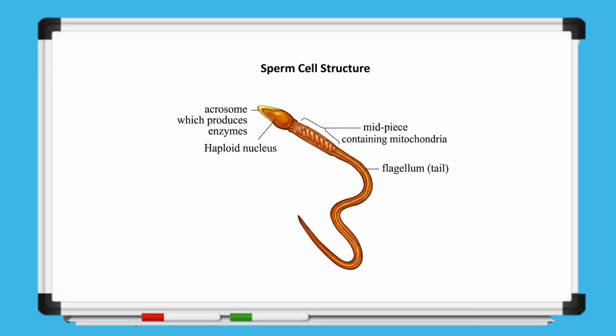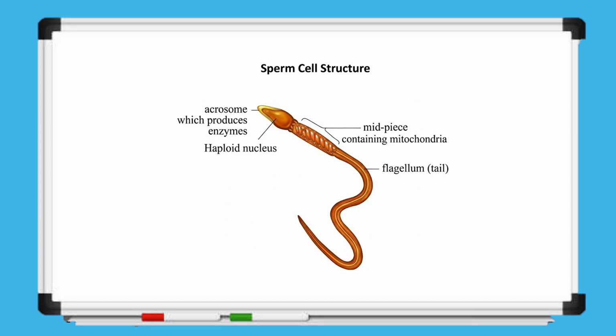Here you can see a diagram of a sperm cell. The sperm cell is a highly specialized microscopic male reproductive cell that is designed to deliver the male genetic material to the female egg during fertilization. Its shape is streamlined so that it can move efficiently through the female reproductive tract. The sperm cell is mainly divided into 3 parts called the head, the midpiece, and the tail, which is the flagellum.